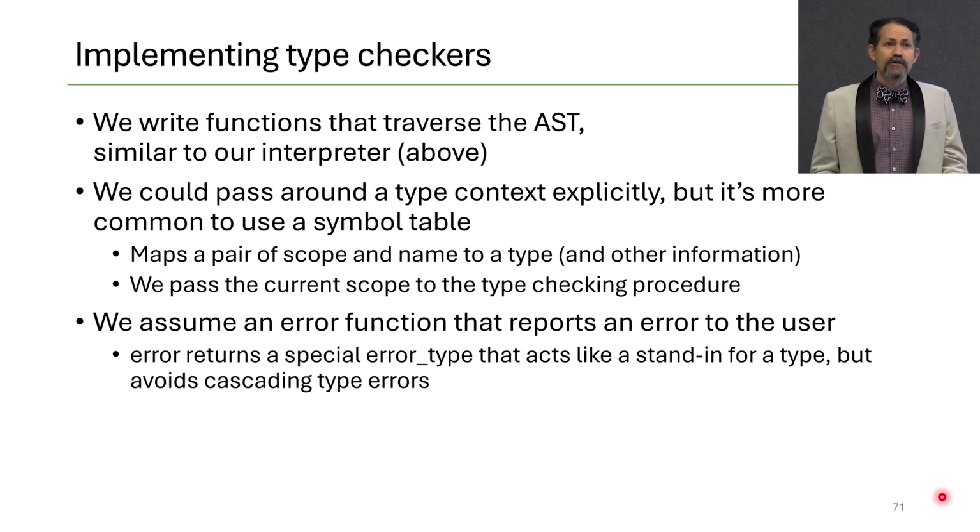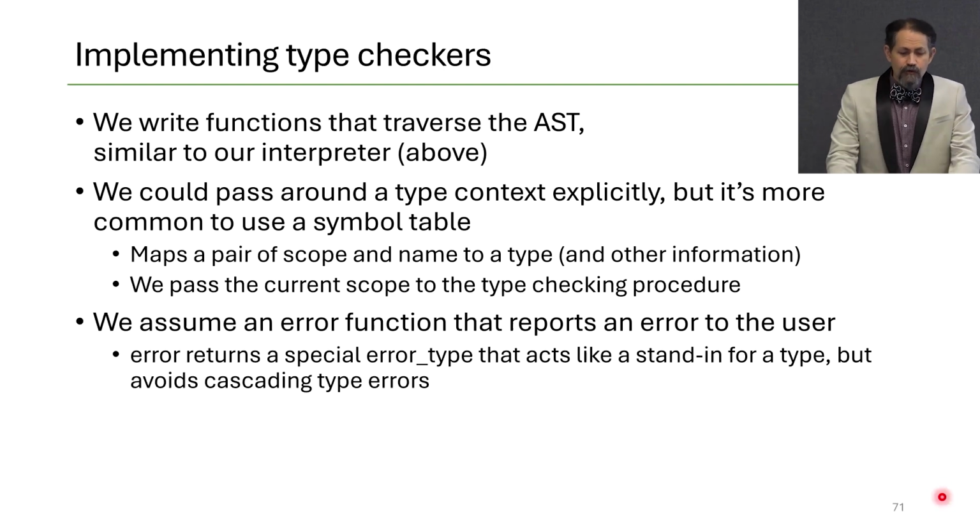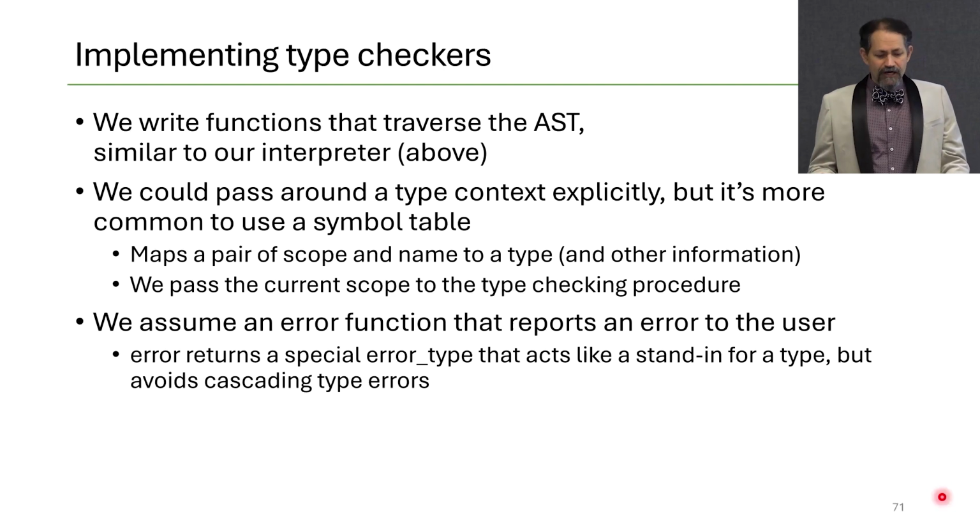We're also going to assume an error function that reports an error to the user. The error function will return a special error type that acts as a stand-in for a type, but we're going to use it to avoid cascading type errors. So if you have a type error in one place, then some things that are dependent on it will not also produce type errors.